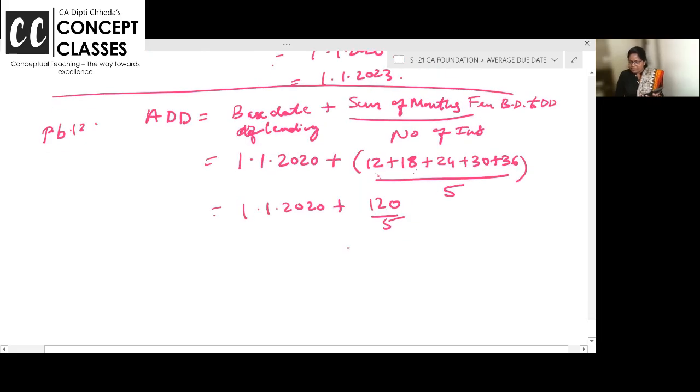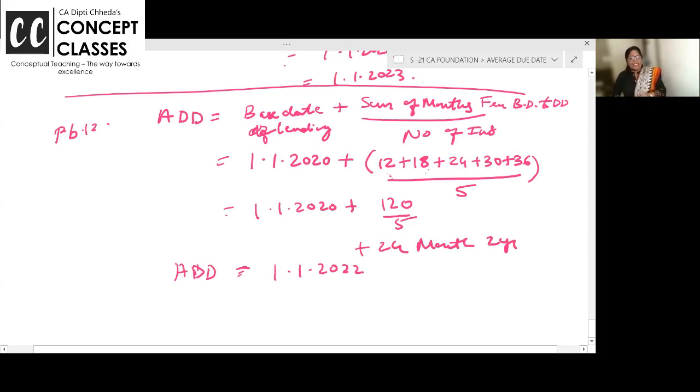So 12 plus 18 plus 24 plus 30 plus 36 divided by 5. 120 divided by 5. So it is coming to 24 months, that is 2 years. So your average due date is 2 years away from 1st of January, and now it is coming 1st January 2022. Others, please, those who have done, at least share with me what mistake you have done. आपने ट्राई किया तो कहाँ गलत किया बोलो. I have taken from half yearly installments means 30 plus 12 plus 18.